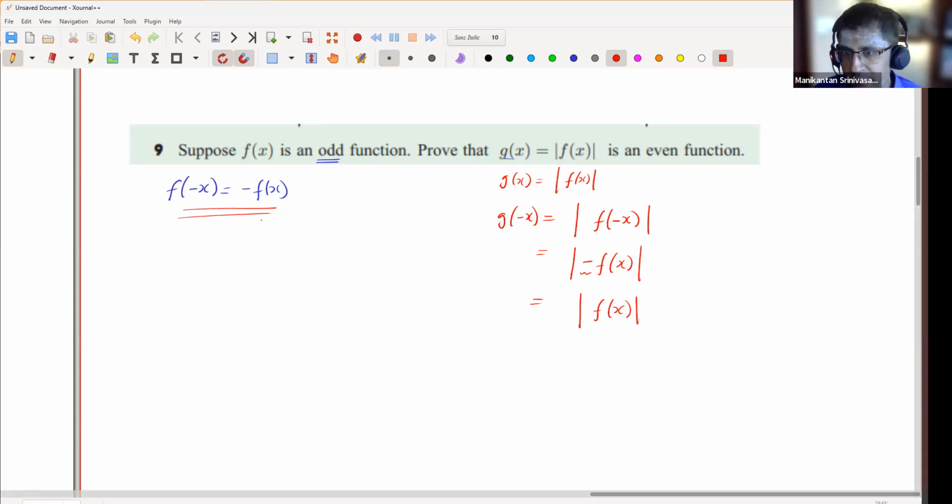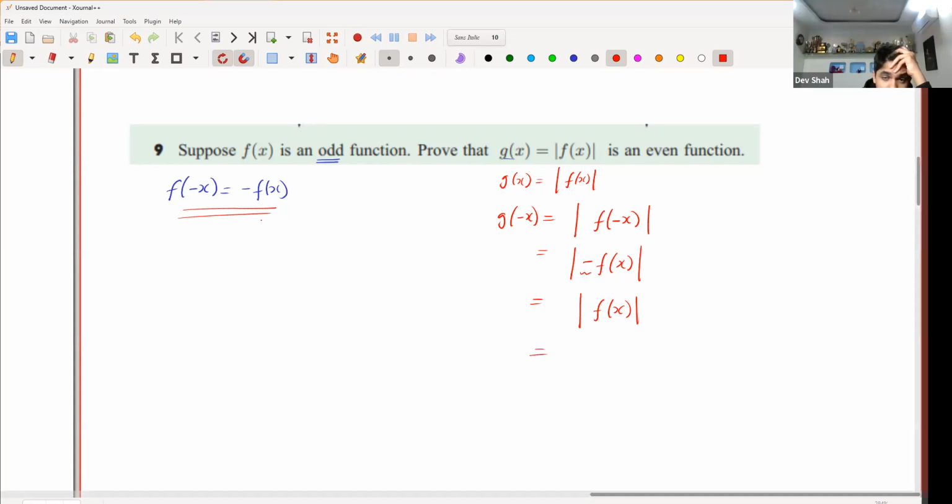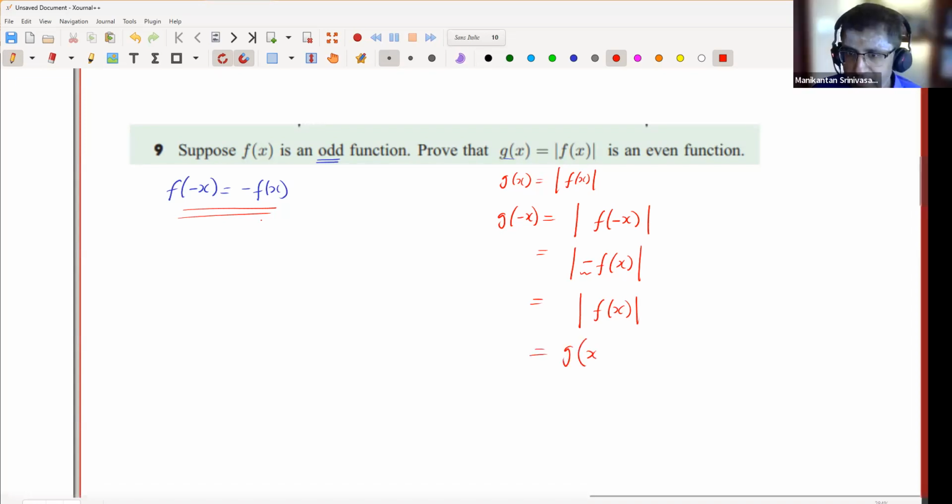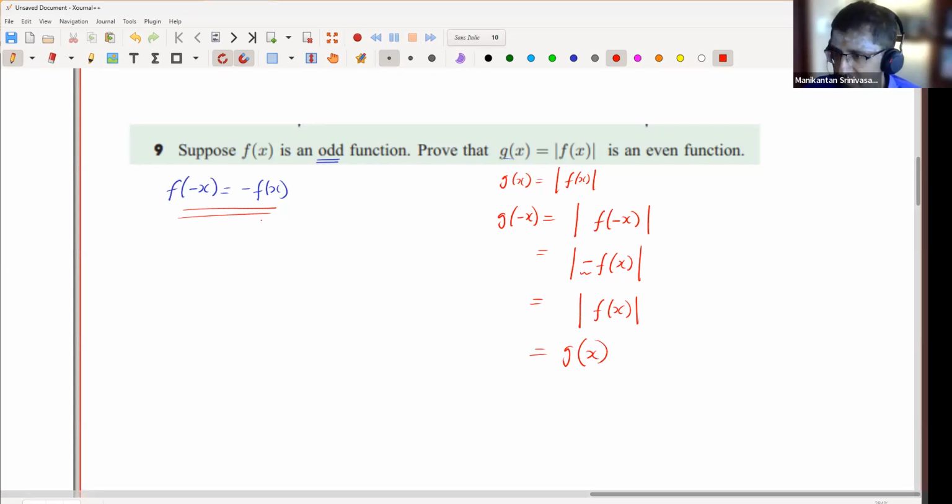Do you agree? Right? So we have arrived at g of minus x is same as g of x, which means we have proved that g of x is even. Does it make sense, Dave?